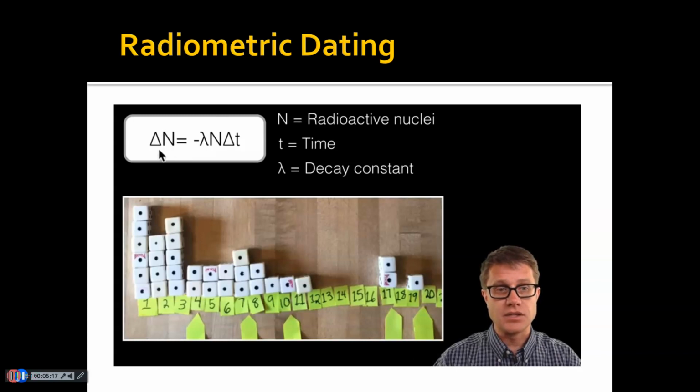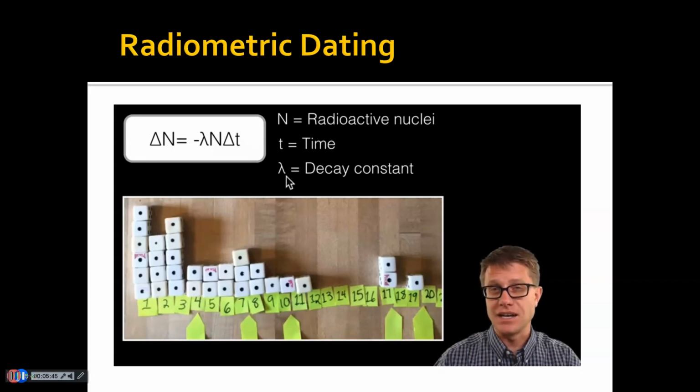And so delta N, which is the change in the radioactive nuclei, where N is our radioactive nuclei, is minus, because we're losing those nuclei, the decay constant, I'll get to that in a second, times N, which is the number of radioactive nuclei, times time. And so if we work backwards for that, in this simulation our time was advancing one generation after another, and so that's going to be 1 each time.